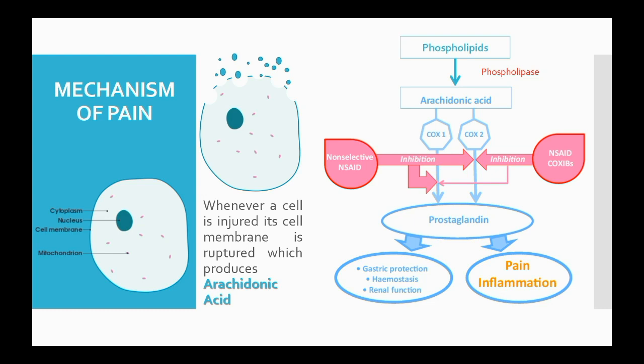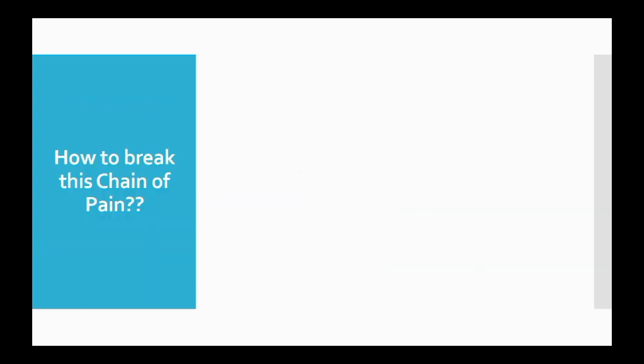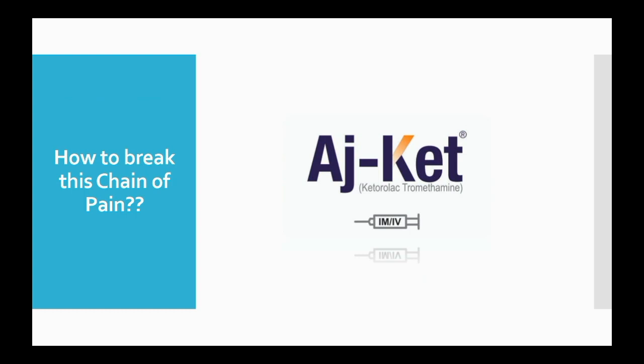So what is pain then? This chain reaction produces pain, in which arachidonic acid is acted upon by different enzymes which convert arachidonic acid into prostaglandins, which initiate pain and inflammation in the body. So what do we have to do now? We have to break this chain of pain. But how to break this chain of pain? We can do this by using Aj-Ket Ketorolac in intramuscular or intravenous form. So this is the solution on how we can inhibit or reduce pain.